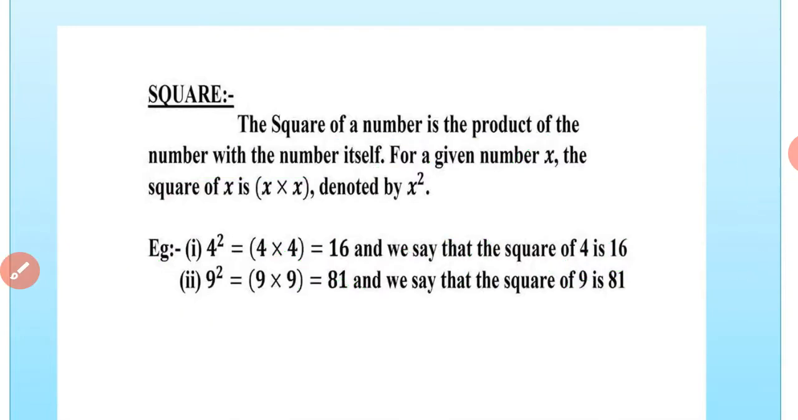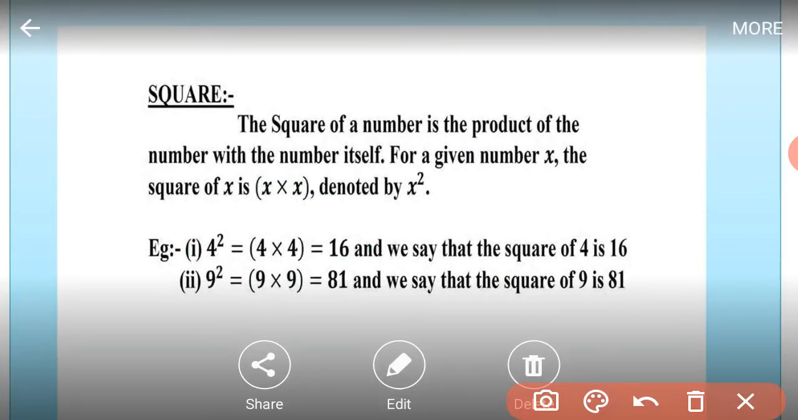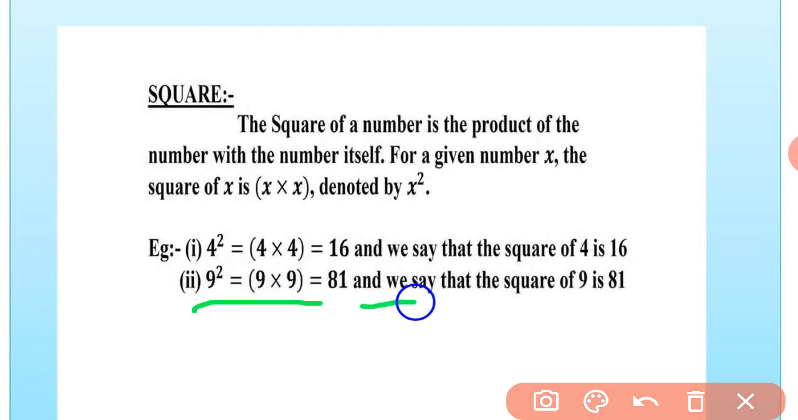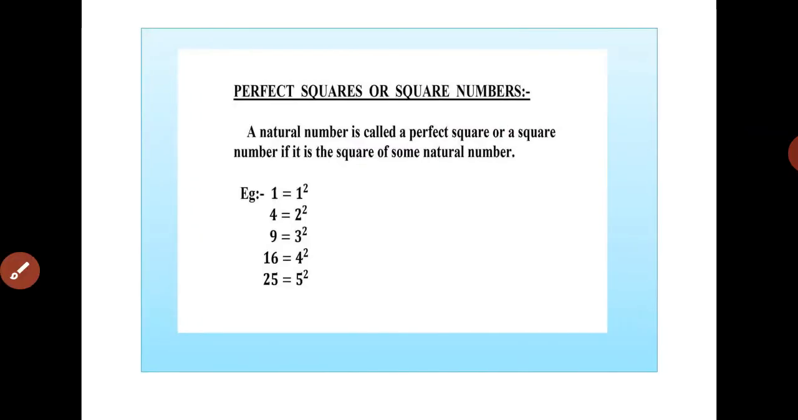So for example, 4 square means 4 into 4, so it will be 16, and we say that the square of 4 is 16. Similarly, the square of 9 will be 9 into 9 equal to 81, and we say that the square of 9 is 81. So this is about the square. Now after this, see perfect square or square number.